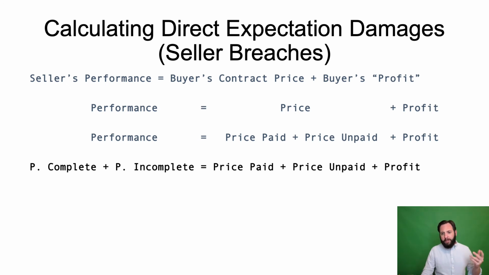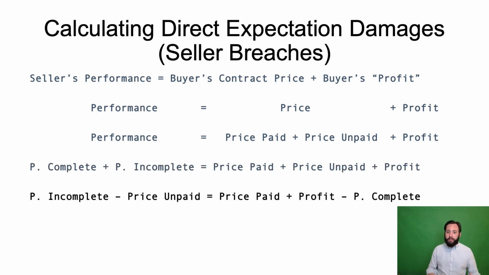So if we remember our basic algebra, we can once again rearrange this equation to make a little bit more immediate sense. We'll subtract the price unpaid from both sides and subtract the performance complete from both sides to arrive at the formula: performance incomplete minus price unpaid equals price paid plus profit minus performance complete. Once again, note that the price that was paid is, well, paid. That's money transferred, that's water under the bridge. And the performance complete, that's the room that's been painted, it's going to stay painted.